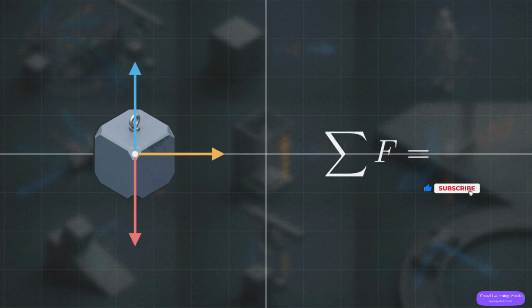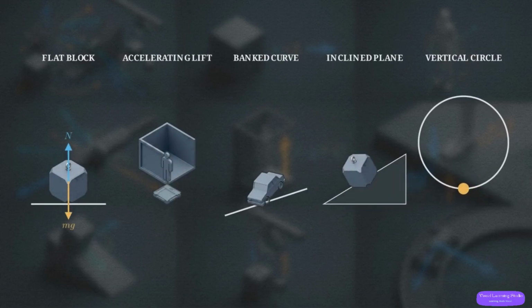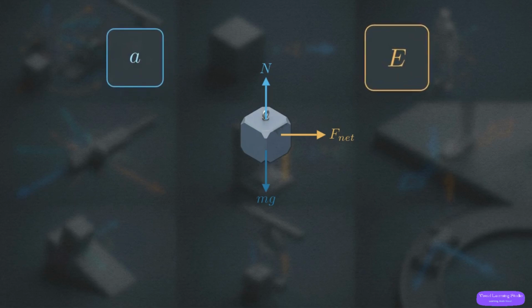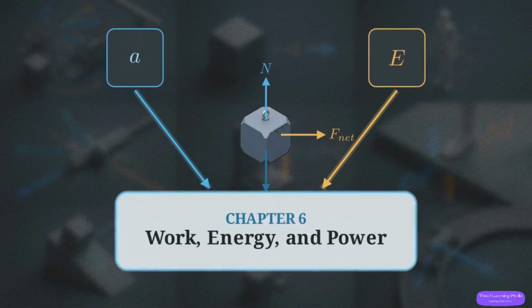The process remains consistent. Isolate the object, map the vector arrows, and set the sum equal to mass times acceleration. This chart summarizes the 5 core scenarios: the flat block, the accelerating lift, the banked curve, the inclined plane, and the vertical circle. These diagrams provide the data needed to calculate acceleration and energy, forming the bridge into the next phase: work, energy, and power.